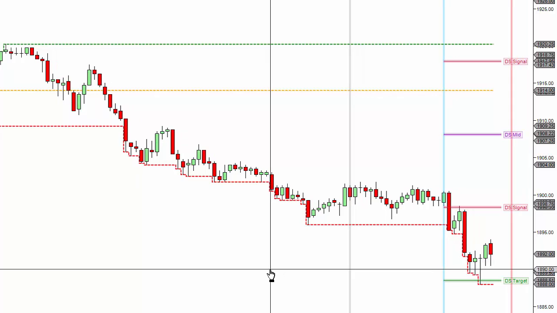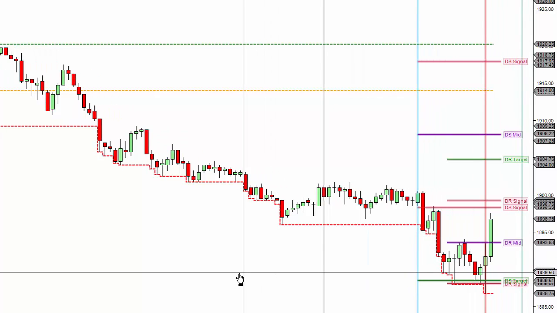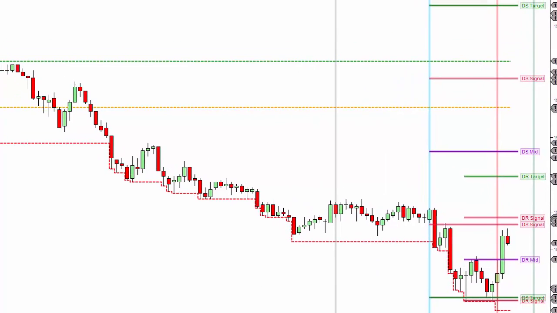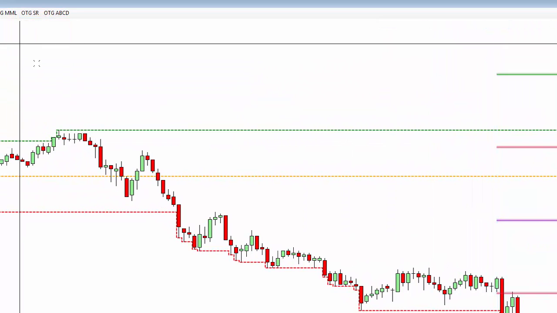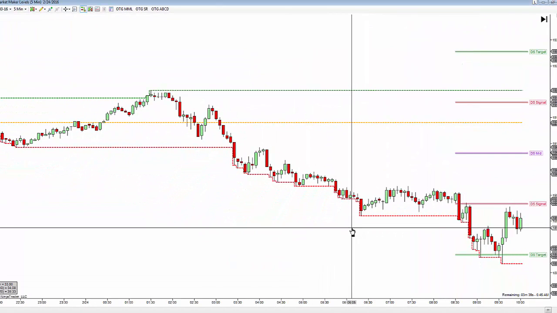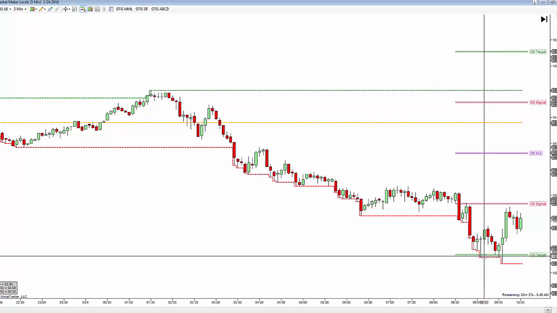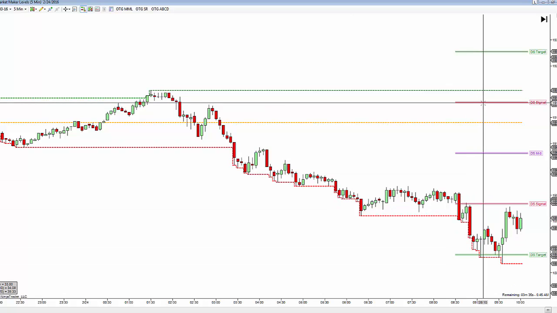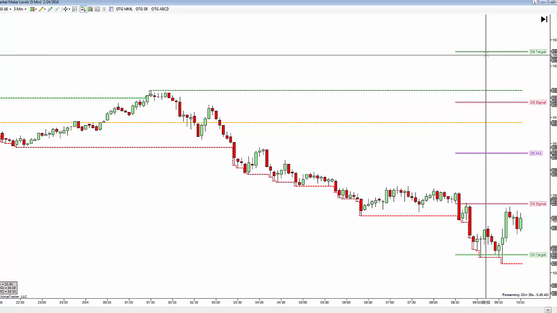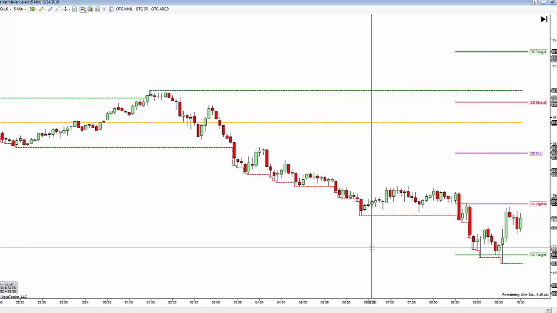And then the market begins to rally, right? It goes back and forth, makes a little bit of a new low, and then you begin to get the rally. We're going to turn the revisions off just a moment so you can see. So your expectation is that you go from structure target to structure signal, and then if you get beyond that, you would go up to structure target as well.